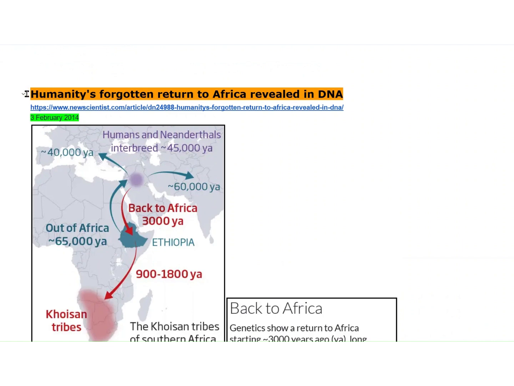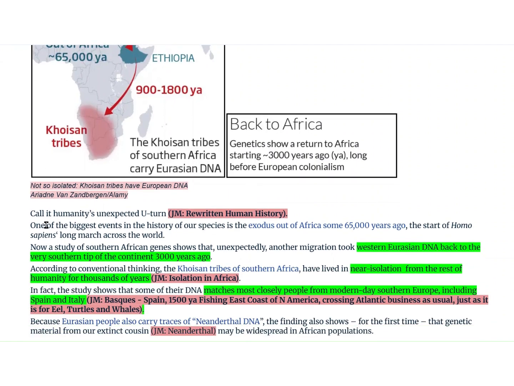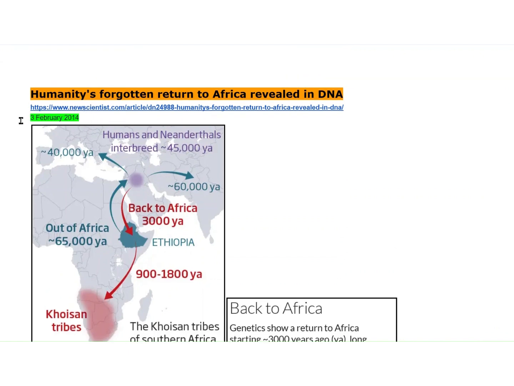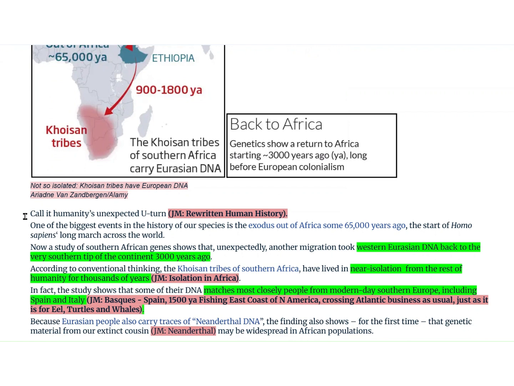So back, because maybe you lost track, humanity's forgotten return to Africa. And we say humanity's not recognized arrival in Africa. Okay, this is the article, 2014, but you probably never heard of this article. And that's typical. Even if they try to fit it in consensus, you probably didn't hear about this article. Okay, call it humanity's unexpected U-turn, pointing back to Africa. Went out somehow and they supposedly turned back.